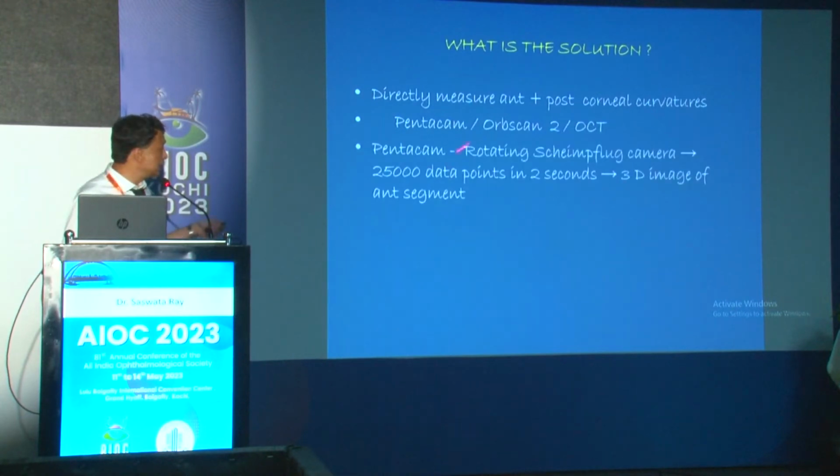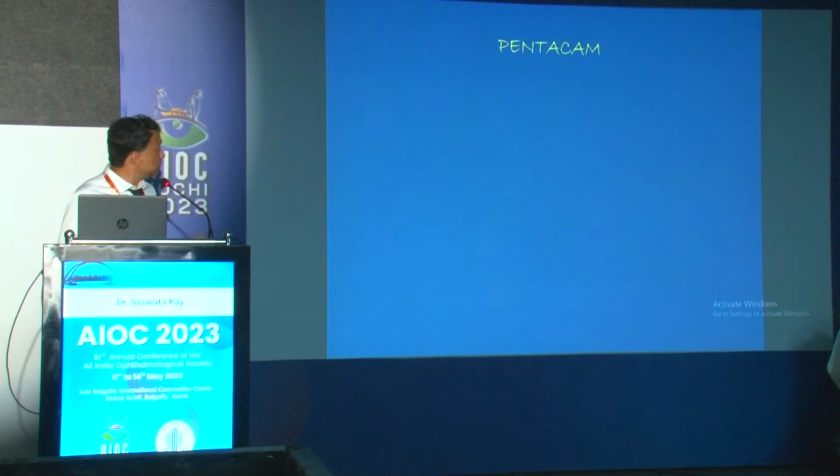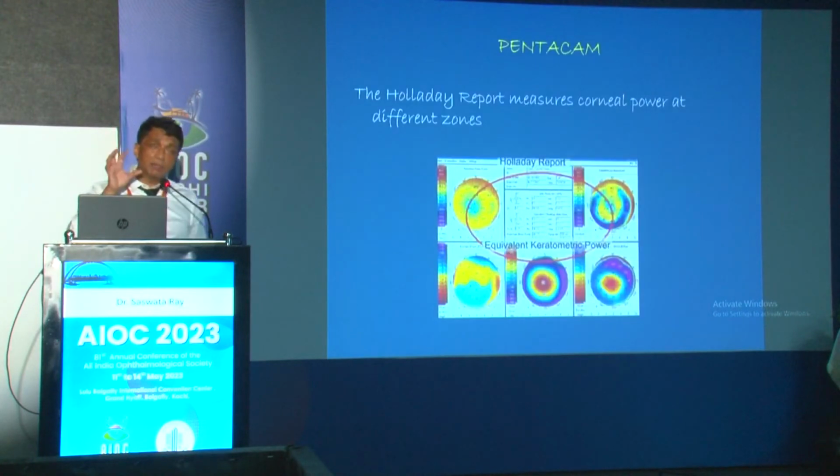In 2 seconds, it captures 25,000 points, and because it has a single fixed meridian, in the 2 seconds that it needs to capture, if there is a movement of the eye, that error can be minimized. So this is nowadays the instrument of choice for most of us, where we use a Pentacam. So let's look at that. So what we do, amongst the many maps, we pick up the Holladay report. Remember, the Pentacam comes inbuilt. There's a default setting of Holladay, and my advice is not to change it, not to tamper with it.